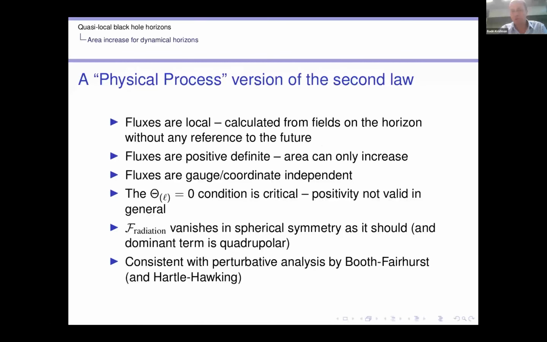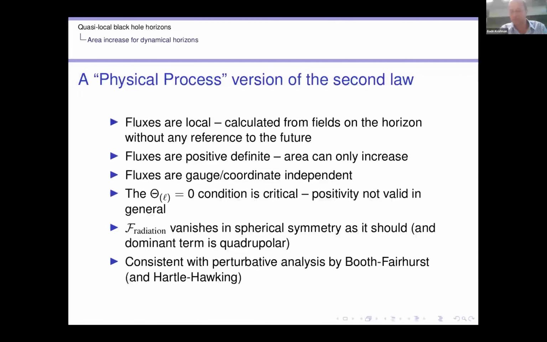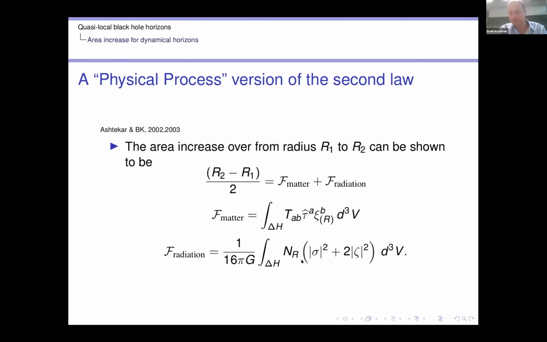These fluxes are all local. These are calculable fields on the horizon, like the shear, like this quantity zeta, and so on. So it doesn't refer to anything happening in the future; it's not teleological like the event horizon. And secondly, and perhaps most striking, these are all positive definite. This is a square, and this term is positive if you assume an energy condition. So the change of the area is a sum of positive terms, and therefore the area has to increase.